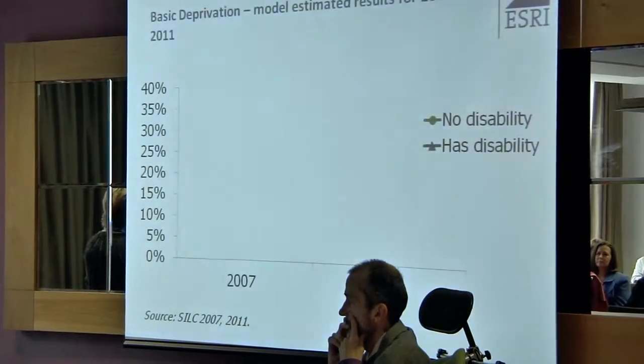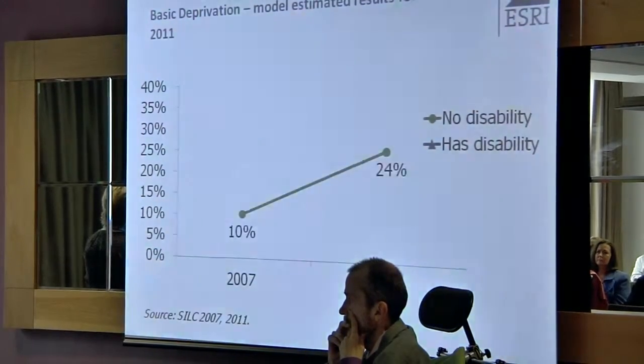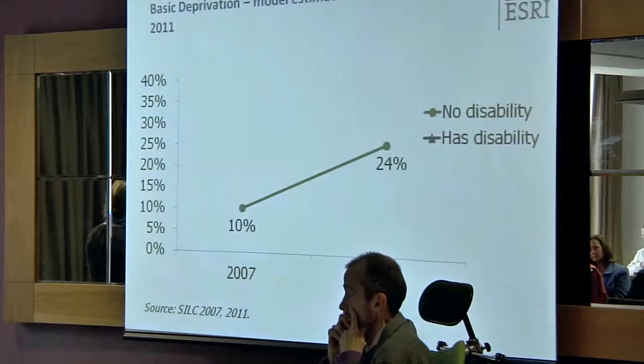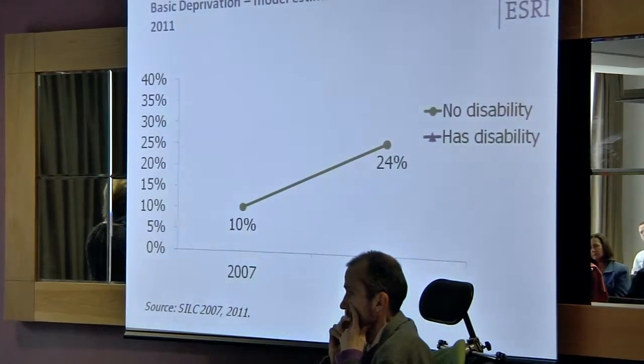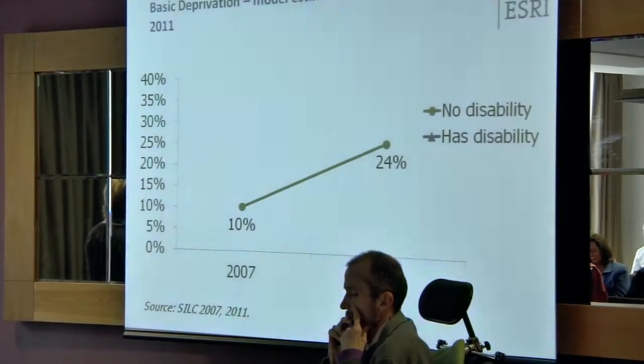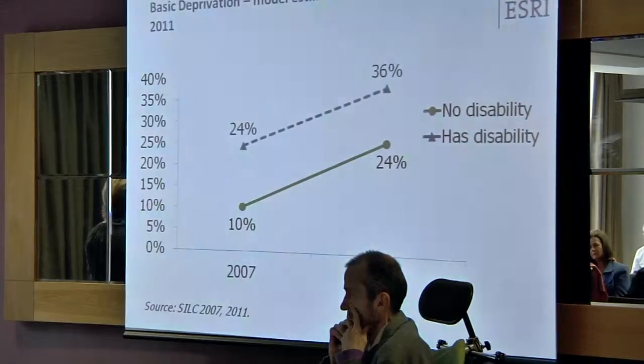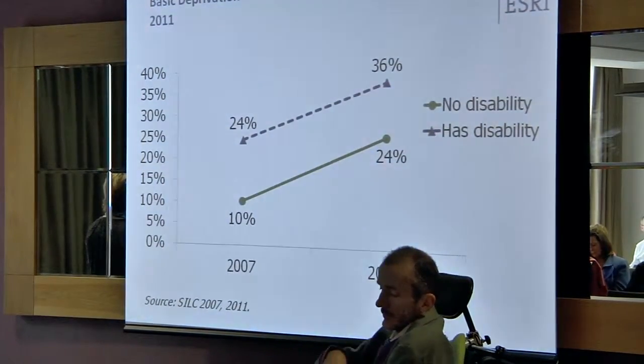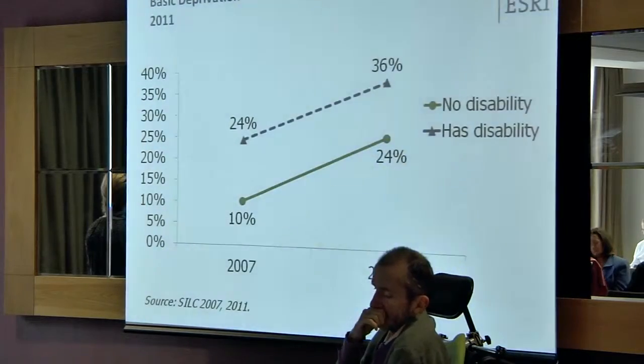So now again, we're going to look at the model estimated results for 2007 and 2011 for people with no disability and for people with a disability. For people with no disability, the rate increased. Okay, we saw that the poverty rate increased. The deprivation rate also increased very sharply between 2007 and 11 for people with no disability. And the basic deprivation rate also increased for people with a disability.